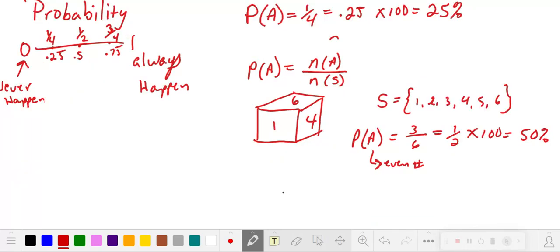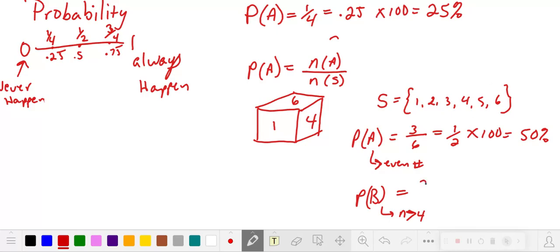What if the event was, I only want numbers that are greater than 4? What are my options here? How many can be greater than 4? Only 5 and 6. How many of those? There's 2. So the number of my event B is numbers that are greater than 4. Only 5 and 6 are greater than 4, and the total amount of that is 2.